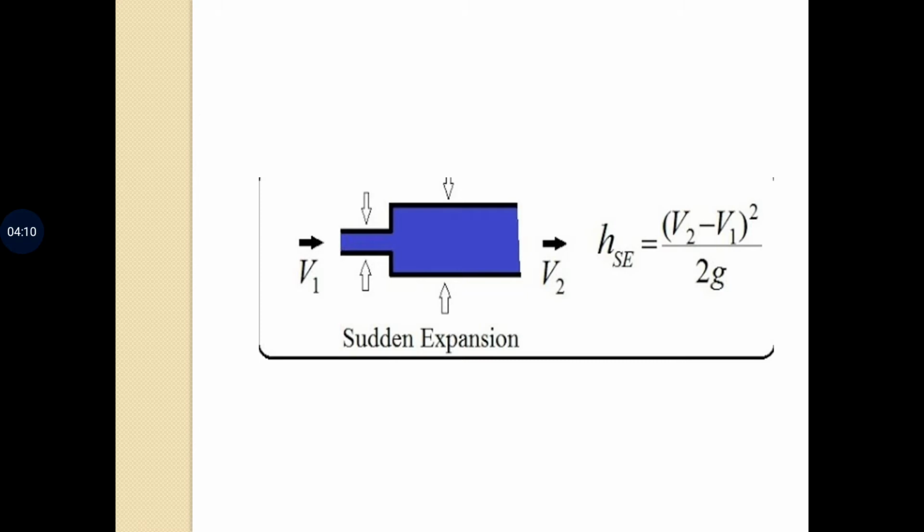Next loss is due to sudden expansion. There is a sudden expansion in the pipe, due to which losses are created, and the equation given for it is he = (V1 − V2)² / 2g. V2 is the velocity in the bigger pipe and V1 is the velocity in the small diameter pipe, and g is the gravitational acceleration.